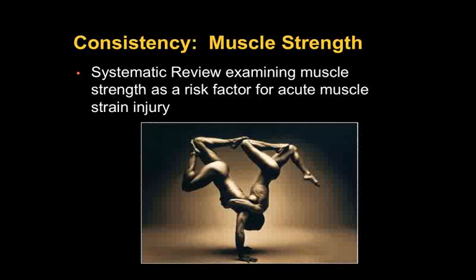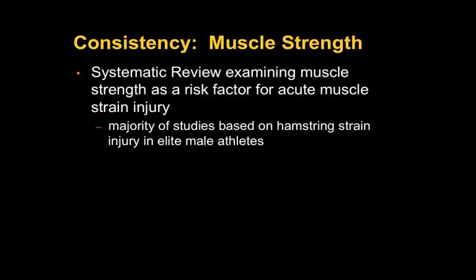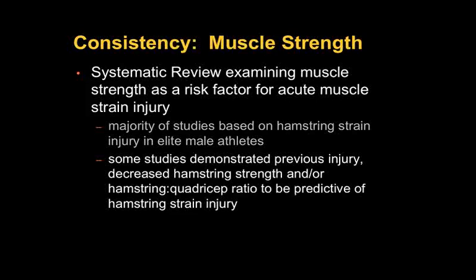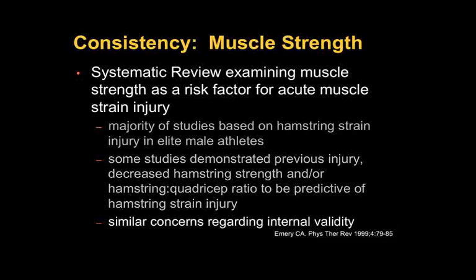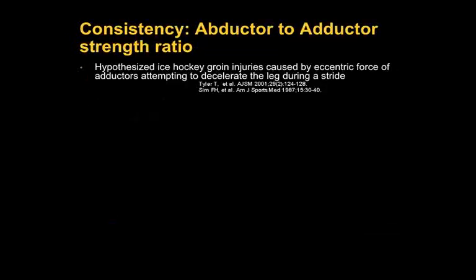Consistencies for this particular information regarding muscle strength: a systematic review examining muscle strength as a risk factor for acute injuries, done by Emery, showed that a majority of studies were based on hamstring injuries in elite athletes. Most studies demonstrated previous injury, decreased hamstring strength and/or hamstring quadriceps ratio to be predictive of hamstring strain injury. And there were similar concerns regarding internal validity for all the studies looked at.